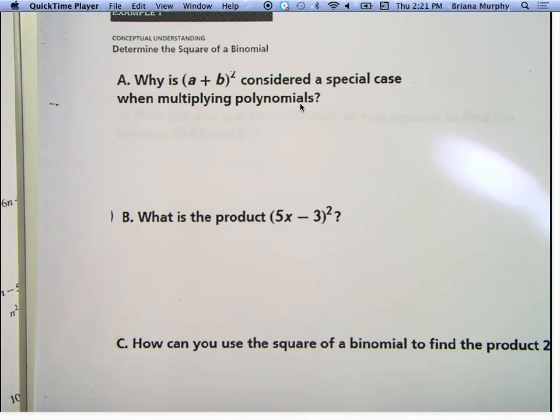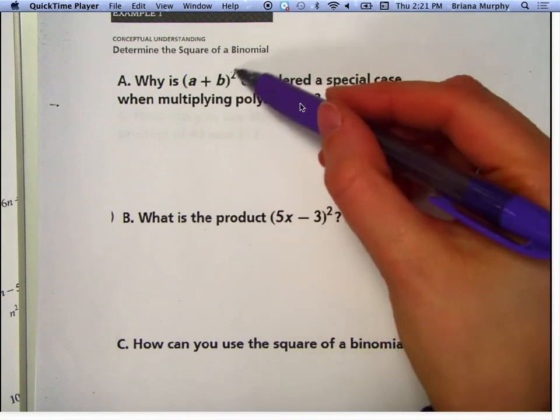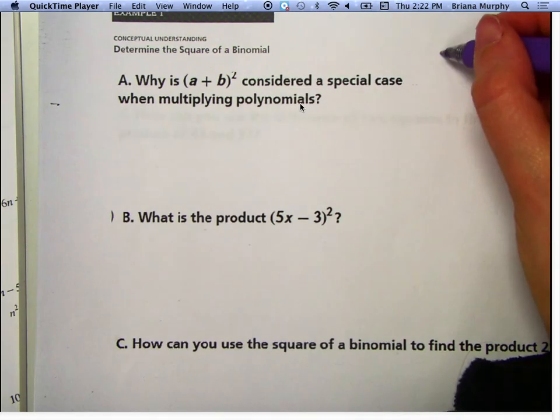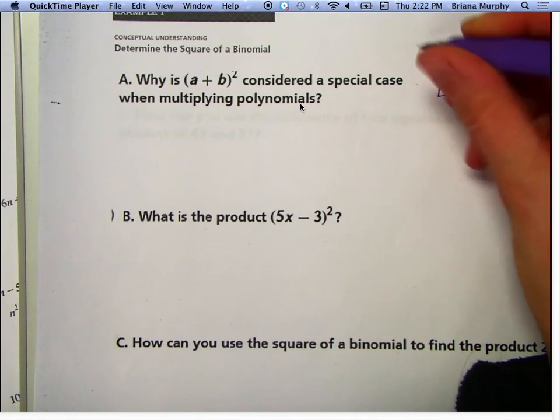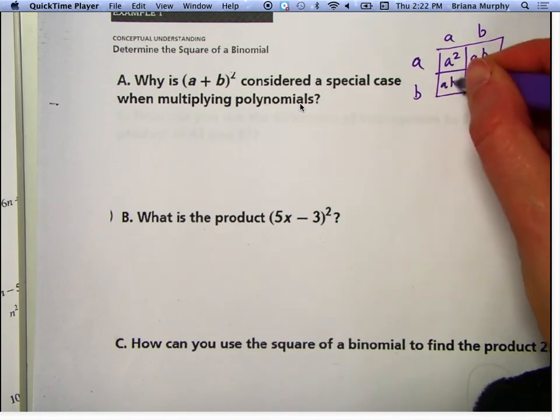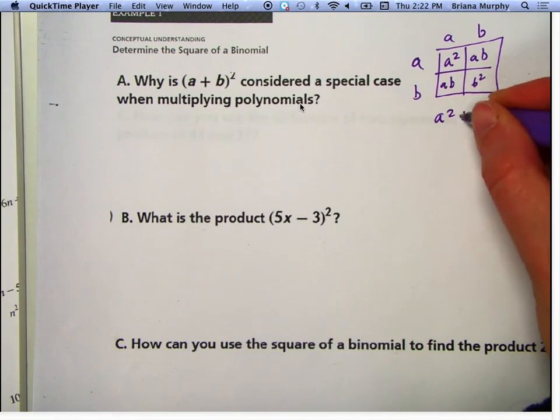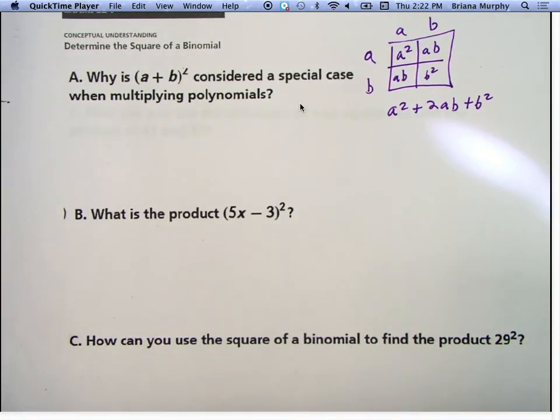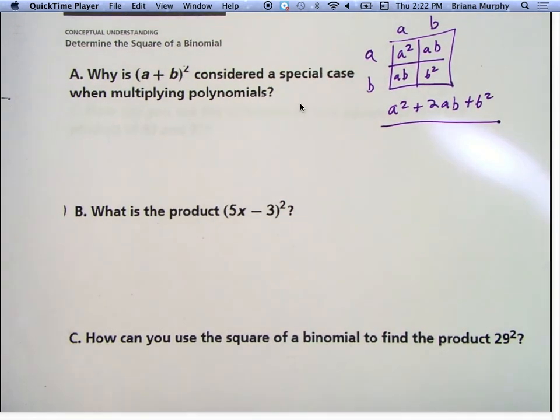Why is a plus b squared considered a special case? I'm going to show you why. Because if you have 2 numbers with a plus sign in the middle and it's squared, there's a formula to it. We can do this again: make the box, or you can FOIL. We're going to end up with a squared, a times b, b squared. So we get a squared plus 2ab plus b squared. We can follow this pattern for anything that is squared.